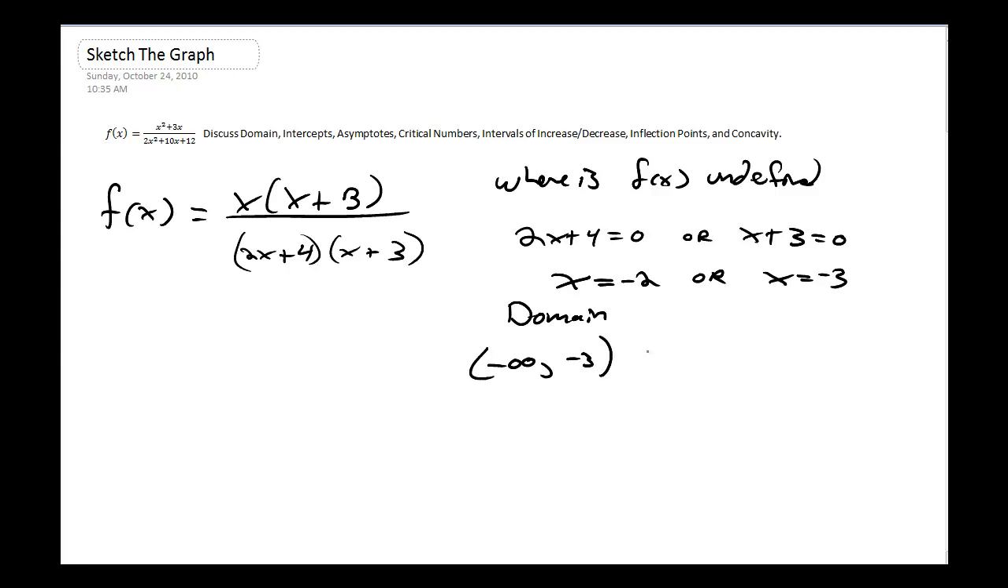So I go from negative infinity to negative 3, then I go from negative 3 to negative 2. I'm willing to include points in between minus 3 and minus 2, and finally I go from minus 2 all the way up to positive infinity. So this right here is going to be my domain.